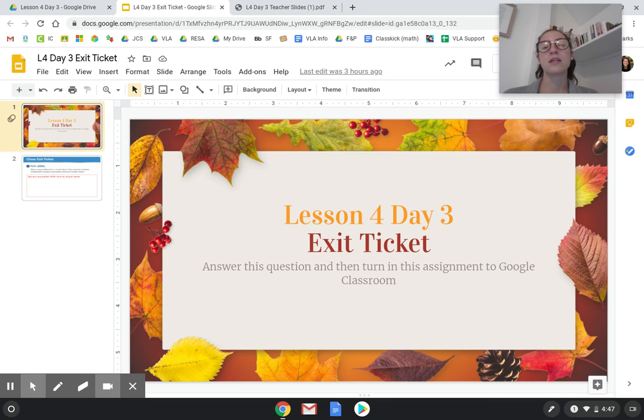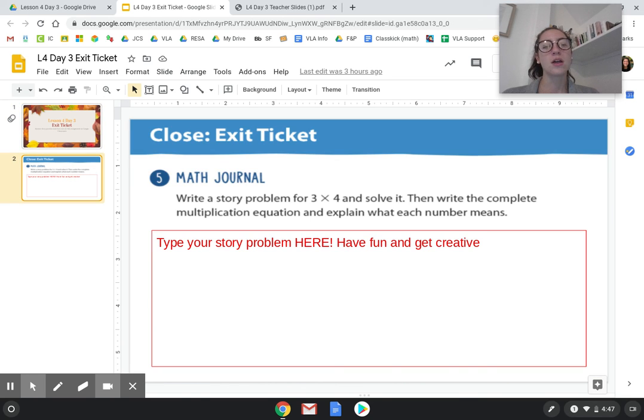It asks you to answer the question and then turn in the assignment to Google Classroom. So what you're going to be doing is write a story problem for 3 times 4 and then solve it. All right, so there's 2 parts there. And write a complete multiplication equation and explain what each number means. Woo! There's a lot to unpack there, but just remember you are prepared. We did all of that in the lesson today, so if you forget anything, look back at your work in the math book or look back at this video to help you.